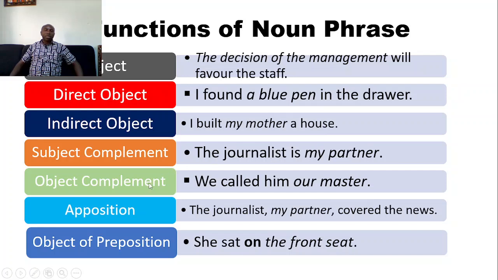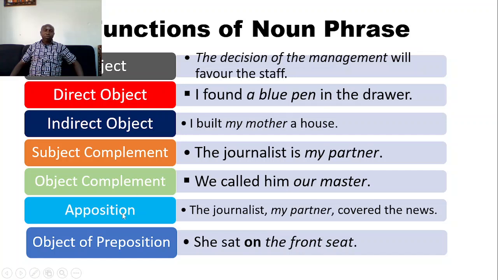The next one is object complement. Object complement provides additional information on the object. Look at it: we called in our master. We is the subject, called is the verb, and in is the object, but the object needs something to complement it and give it additional information to make it complete. Our master here supplies information on the object. Therefore, our master functions as complement of the object.